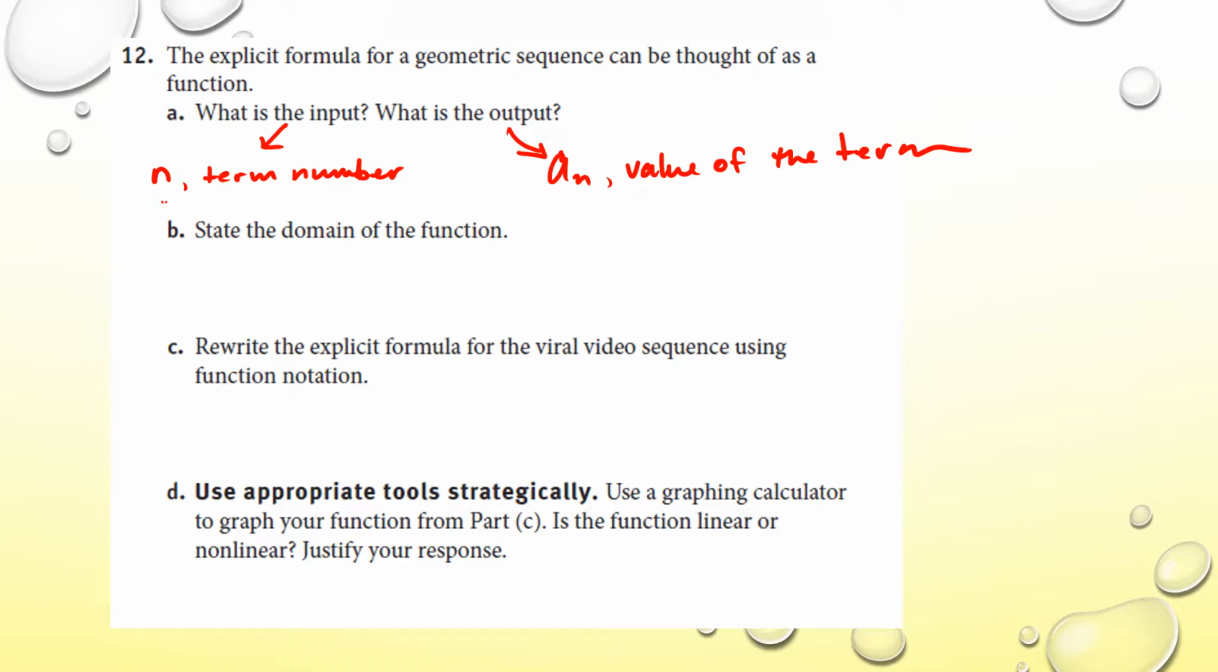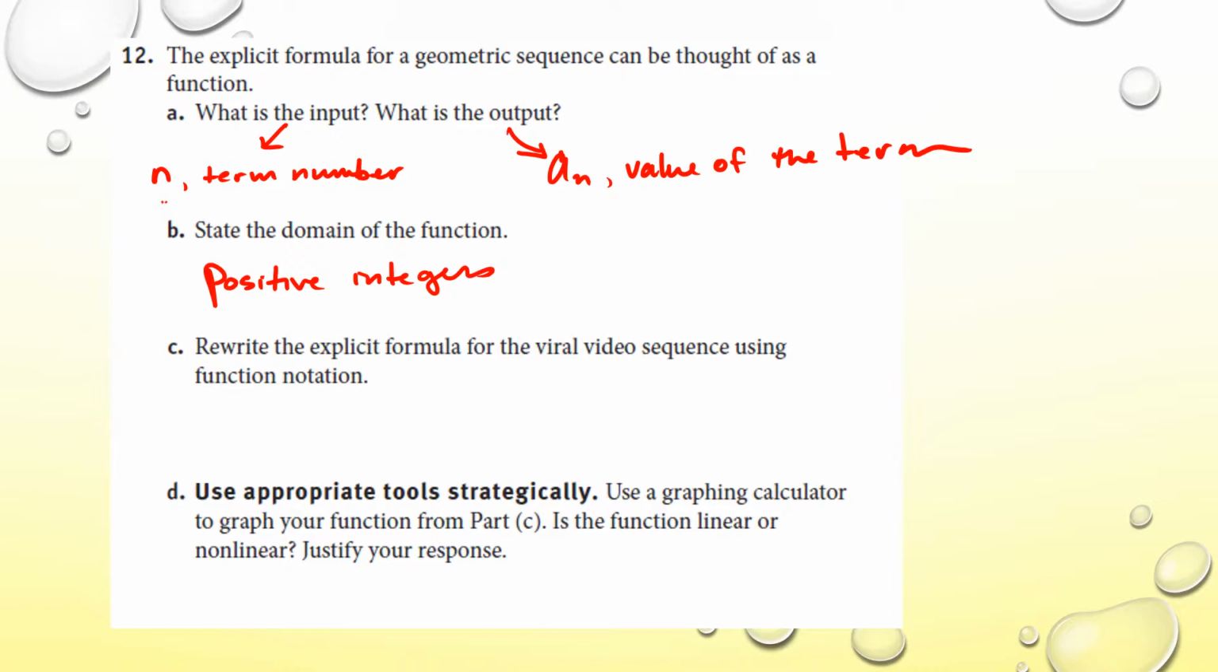So the domain of the function is positive integers. It can't be negative, because you can't have negative terms, right?